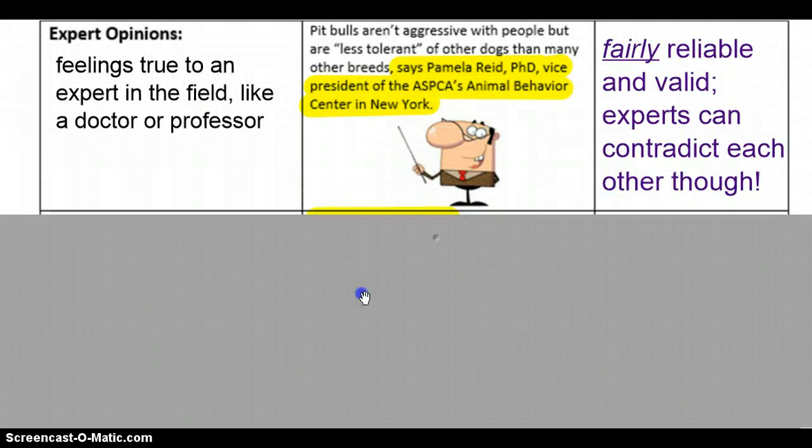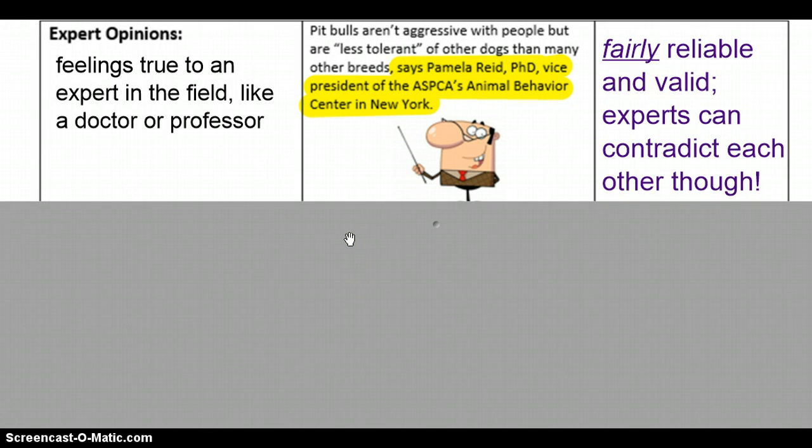Next, we're going to talk about expert opinions. These are feelings true to an expert in the field, like a doctor or a professor. An example: pit bulls aren't aggressive with people but are less tolerant of other dogs than many other breeds, says Pamela Reed, PhD, Vice President of the ASPCA's Animal Behavior Center in New York. I highlighted her position because this shows that Pamela Reed is an expert. So she probably knows what she's talking about because she has a PhD.